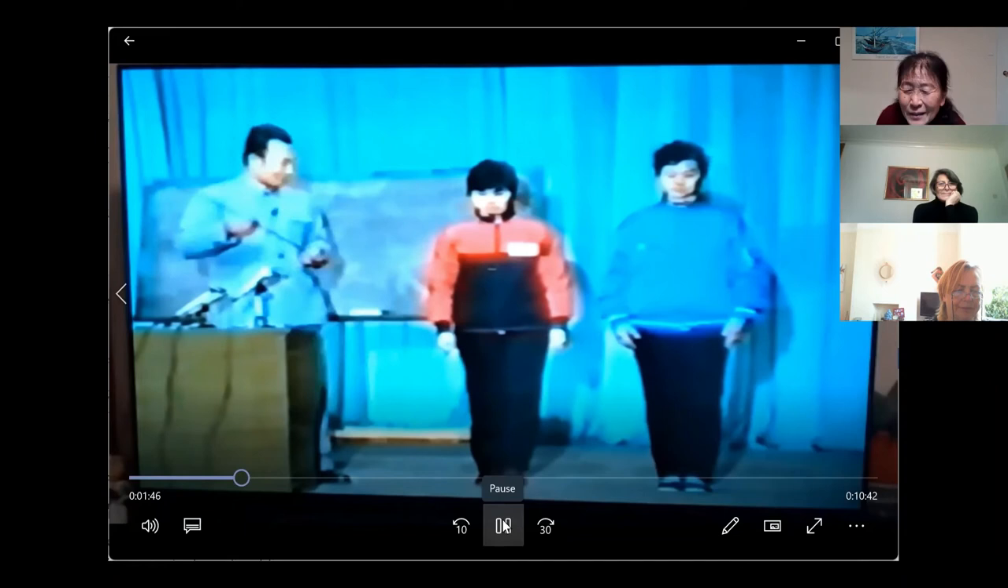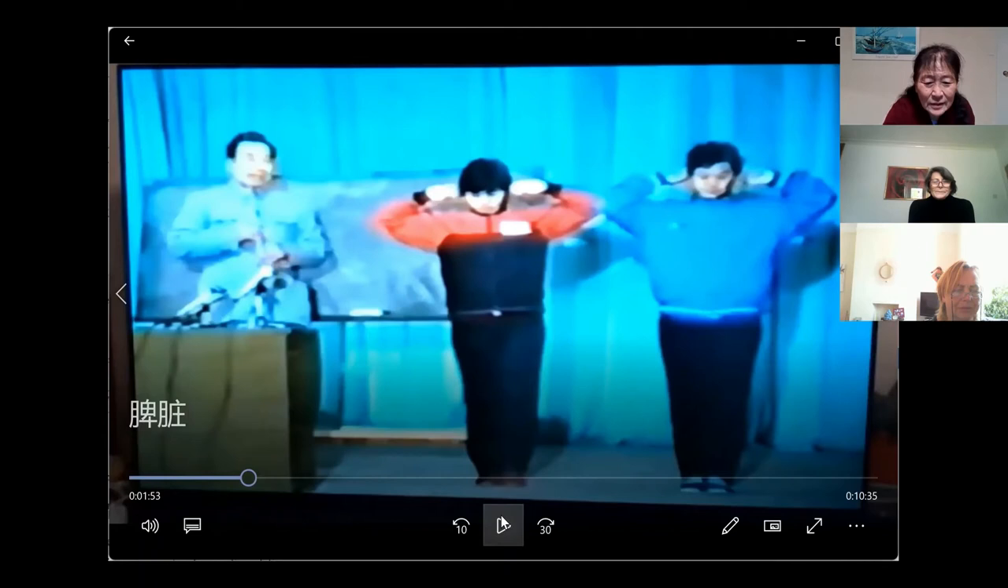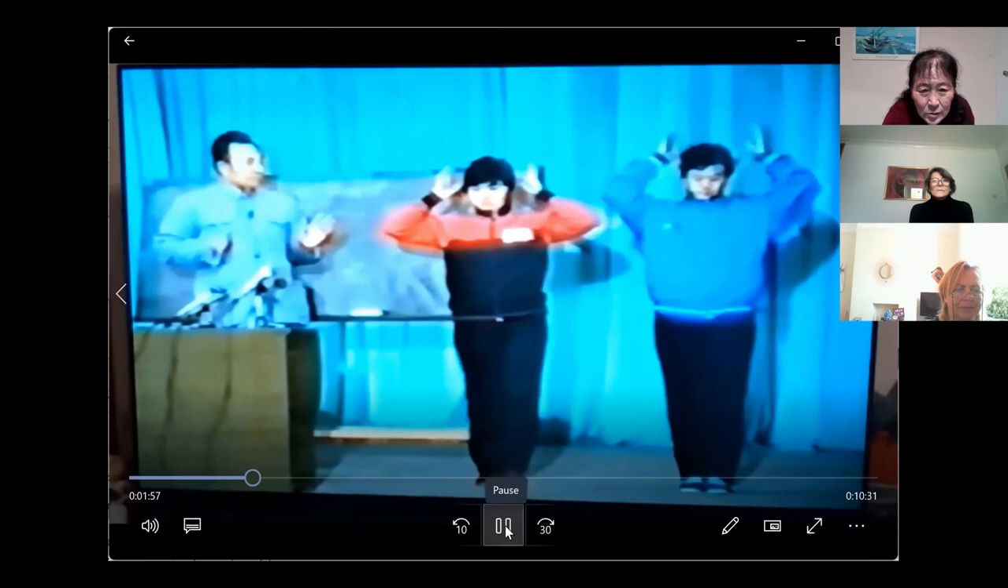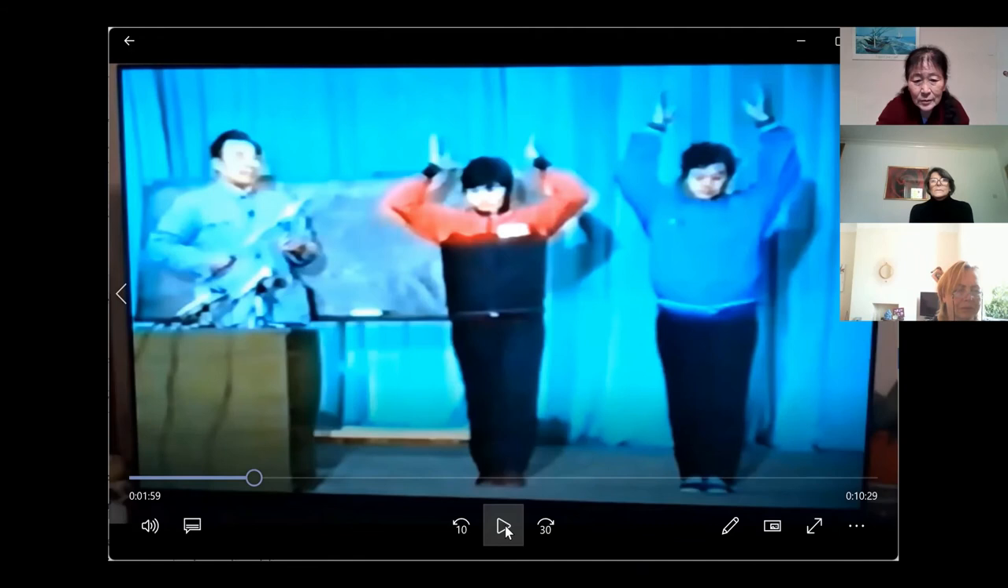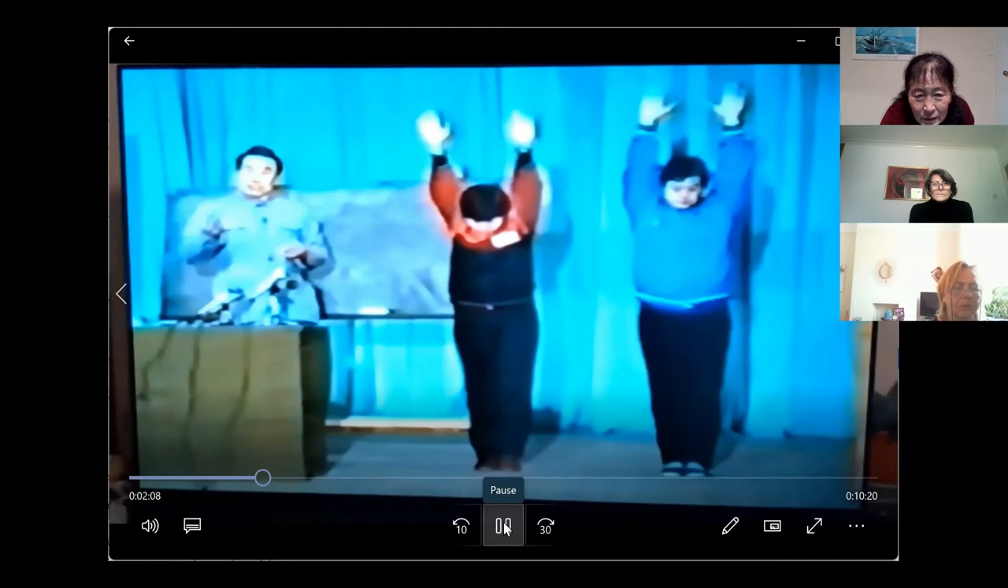Talking about the five elements. And now going, from the kidney section out. Then the head up. Then turn the palms forward. Then turn forward. That should be easier.